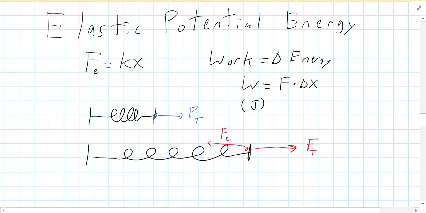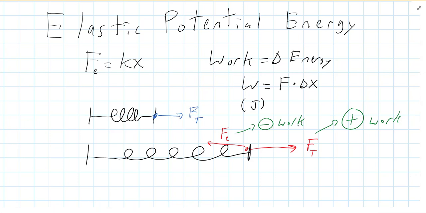Now, there are two works being done here. The force of tension does positive work, and that is because that force is in the direction of the motion. You're pulling to the right, and that force acts to the right. How about the spring? What sign of work is it doing? Its force is to the left while you're moving to the right, so the force is opposite the displacement. So this does negative work. That's one thing you need to know: while you're stretching a spring, you're doing positive work on it and it's doing negative work.